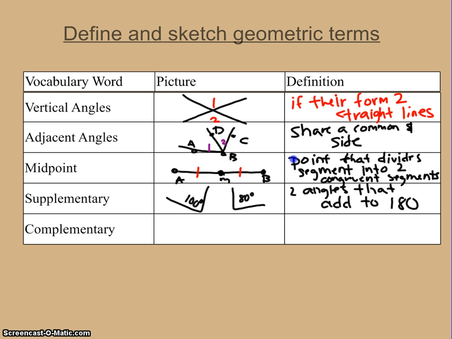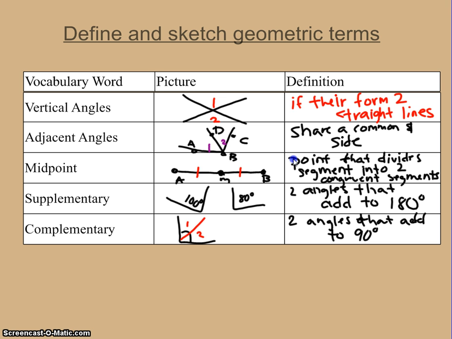Complementary angles are two angles that add up to 90 degrees. Make sure I put my degree symbols on there. So for instance, if we had this guy right here showing that it's a right angle, and I cut it in half, or cut it apart, and this was angle 1, this is angle 2.